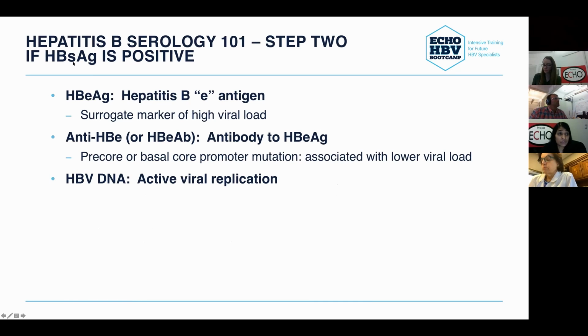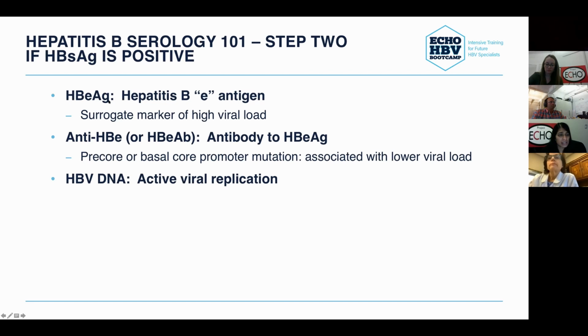And if that surface antigen test comes back positive, this should really trigger us to have a discussion with the patient to let them know that they are infected with hepatitis B and that we need to do some additional tests. So step 2 in the screening process, once somebody tests positive for surface antigen and you've informed them of their test results, is to bring them back in and have some additional testing.